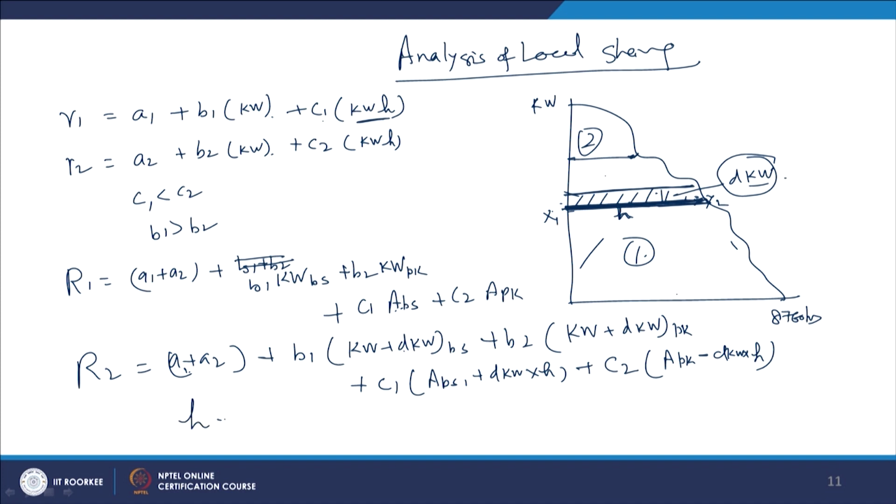Now, if you take the difference and solve these two simultaneous equations, for optimum condition, the H has to be B1 minus B2 by C2 minus C1. You just take the difference and make it 0. R2 minus R1 is 0. So, then you are going to get the value of this. So, the value of H is B1 minus B2 divided by C2 minus C1.